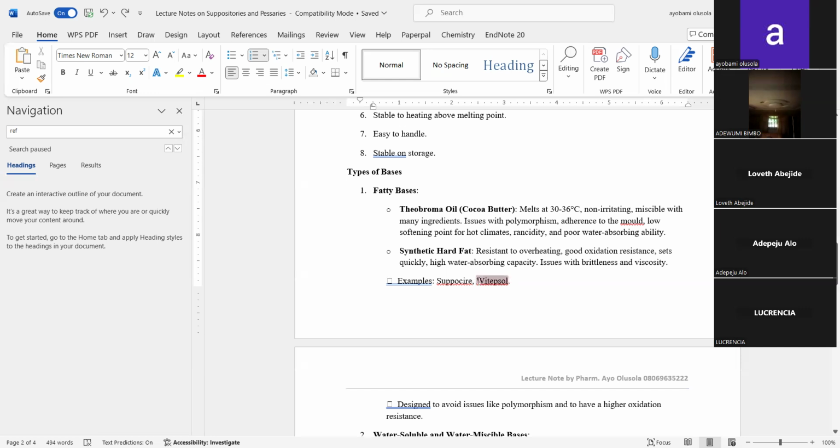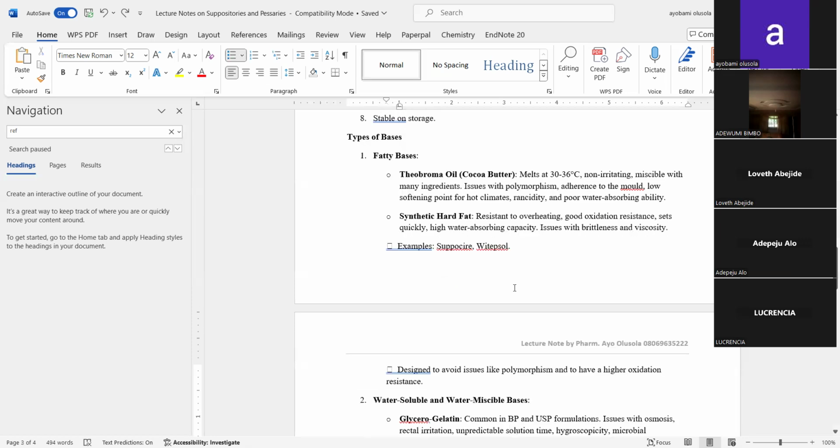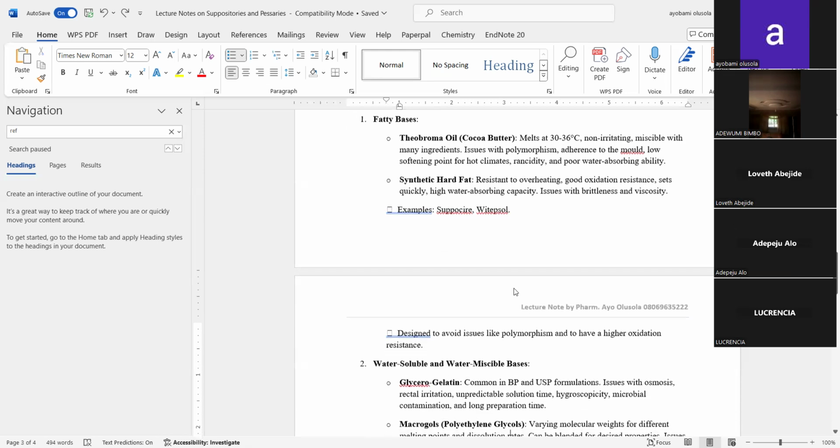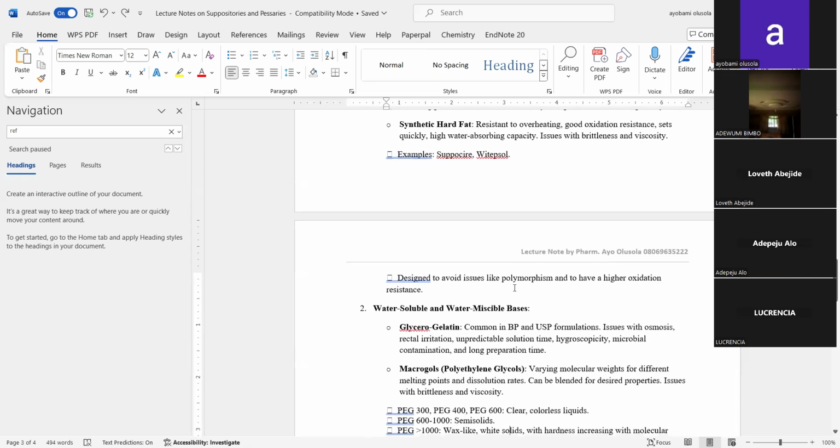How do we pronounce this one now? Maybe Witepsol or something. You must know this because I think I've seen a question on this before as a suppository base under synthetic hard fat. Then we now have water soluble and water miscible ones. The example is glycerogelatin. Then we have macrogols.